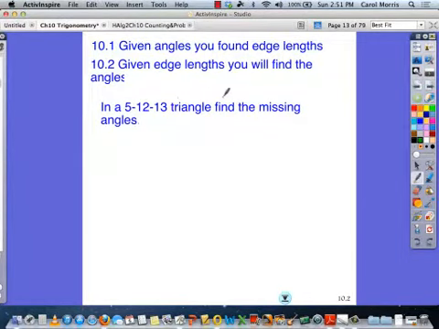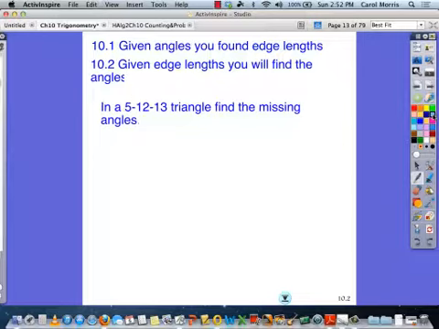So in this situation, I've just given you a scenario, and we will draw a picture, do the math, whatever it takes to get our missing angles. So now we know these are right triangle trigs, so that's the one advantage we have going in. We know we have a right triangle. So draw your 5, 12, 13 triangle, and we will find the missing angles.